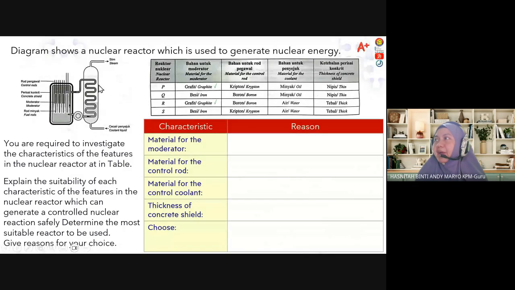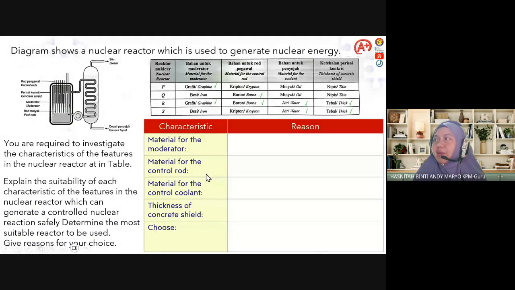You take graphite. Okay. And what about the control rod? So for the control rod, either we use boron or cadmium. Two choices. So you see boron there. So we choose boron instead of krypton. Okay, then what about the material for coolant? Definitely we are using water and the thickness must be thick or thin. So the thickness must be thick. So can you see the best choices there? P, Q, R, and S. Yeah, so we choose R as our best nuclear reactor.